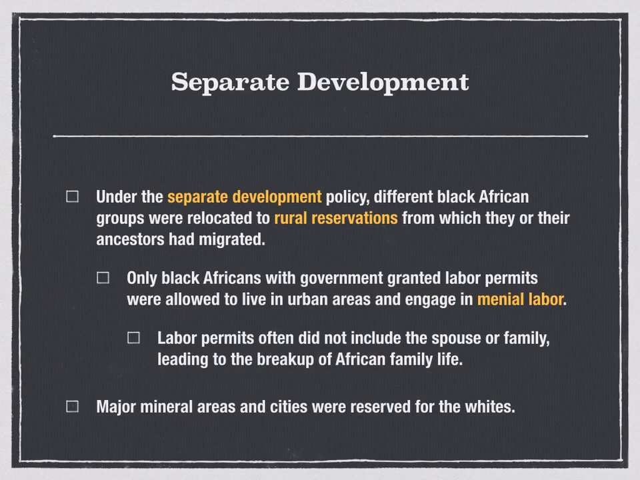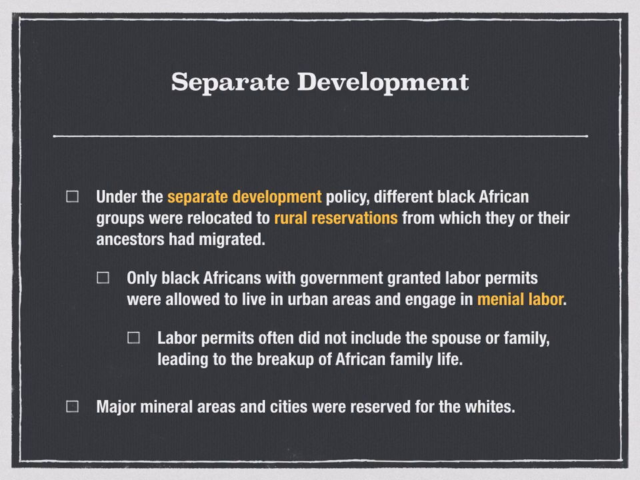Separate development. Under what was called the separate development policy, different black African tribal groups were relocated to rural reservations, kind of like the Indian reservations here in the United States. These rural reservations that they were forced to return to were the places where either their ancestors had come from or where they themselves had come from before they moved to the South African cities.